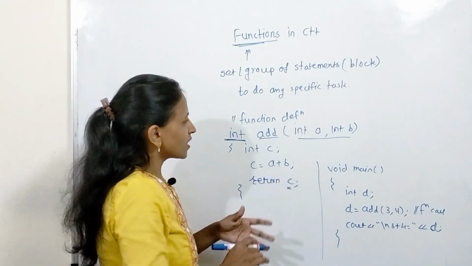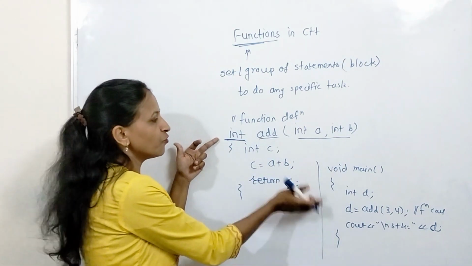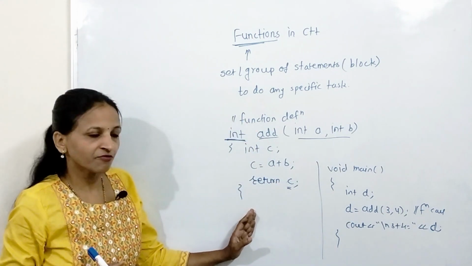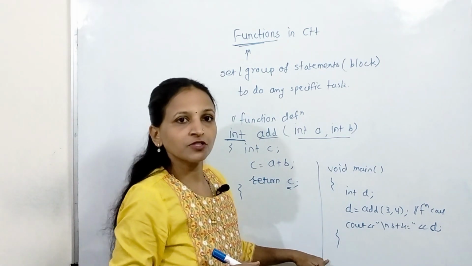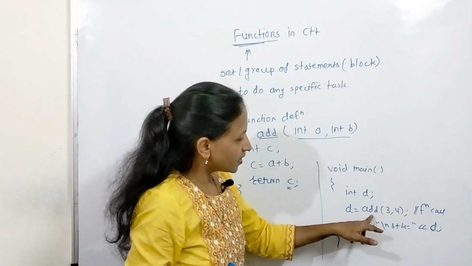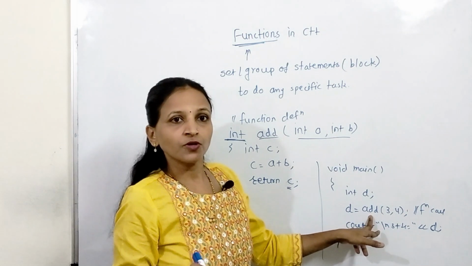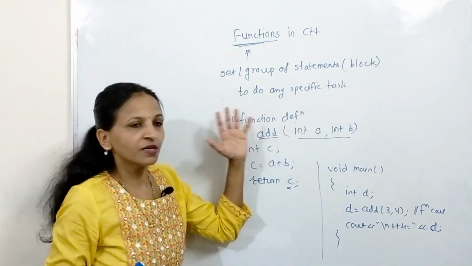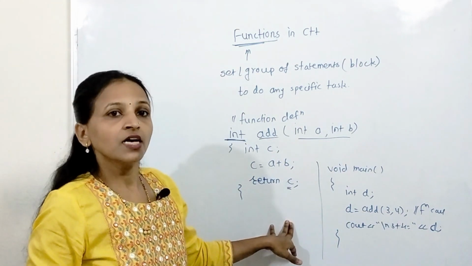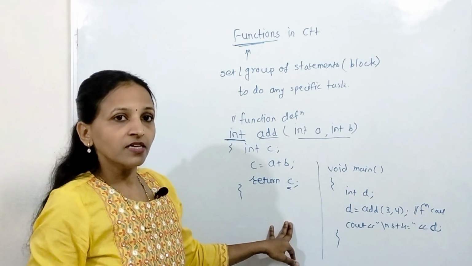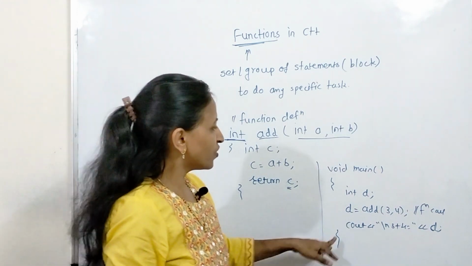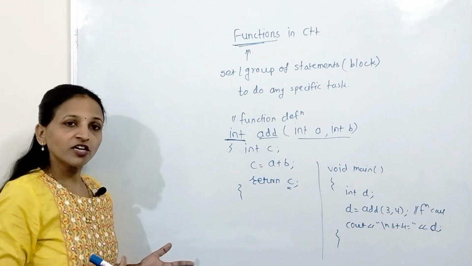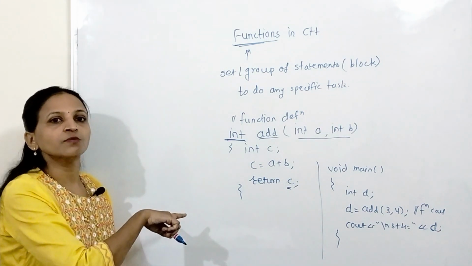See, suppose I have written this function before main, then no problem, you can write in this way. Means before main, suppose you have written this add function, after that you write the main function, then the compiler will know what add is, what the meaning of add is. But if you have written main before add, and in that you are calling the add function, then the compiler will get confused, what is this add, unknown. And for that we have to declare that function first.